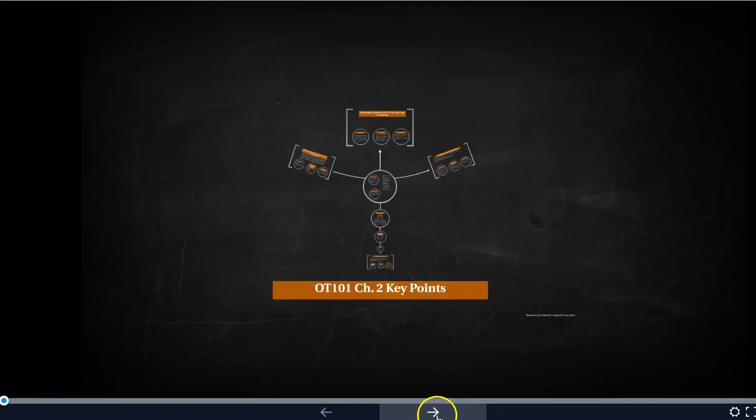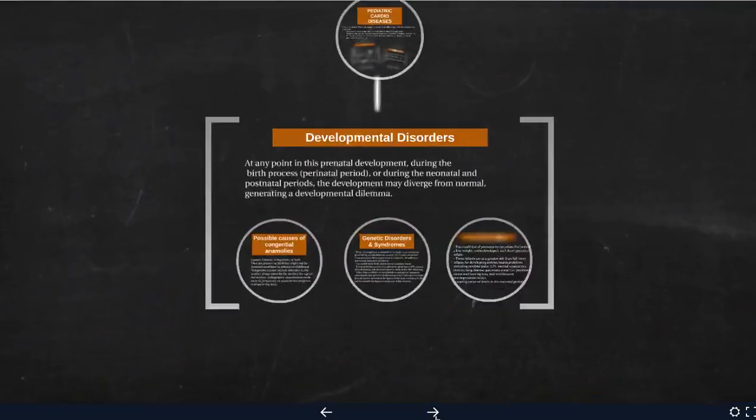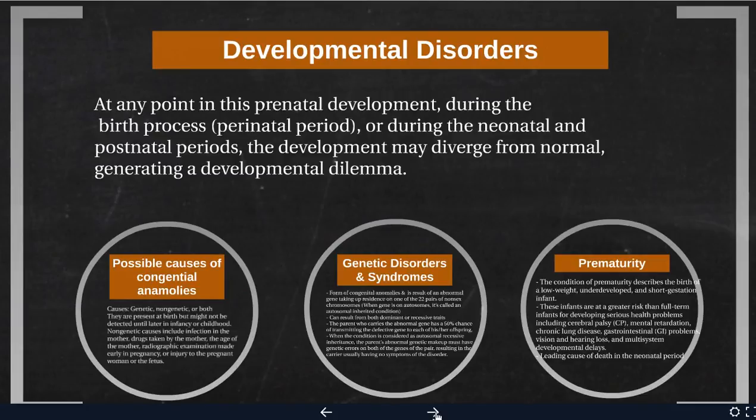Hi everyone, so we're going to talk about the key points of Chapter 2, starting with developmental disorders. At any point in the prenatal development period, or during the birth process, which is the perinatal period, or lastly during the neonatal and postnatal periods, development may diverge from normal, and that's going to generate a developmental dilemma.